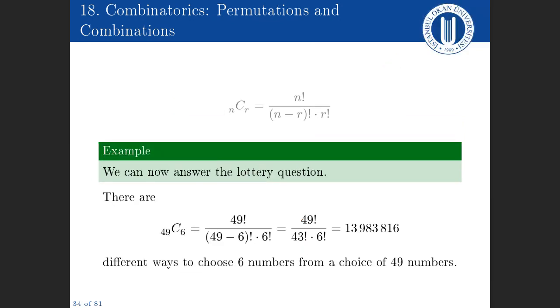Now we're ready to answer the lottery question. How many different ways are there to choose 6 numbers from a total of 49 numbers? 49C6. Put the numbers 49 and 6 into the formula, calculate it, and what we find is 13,983,860. This is the number of different lottery combinations.